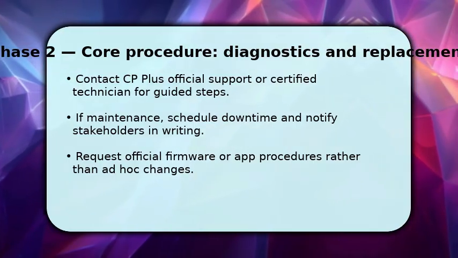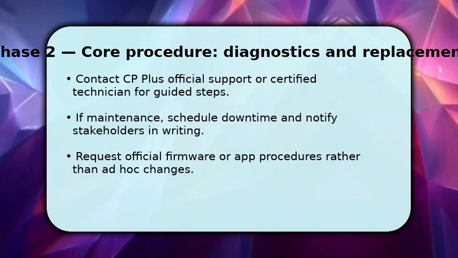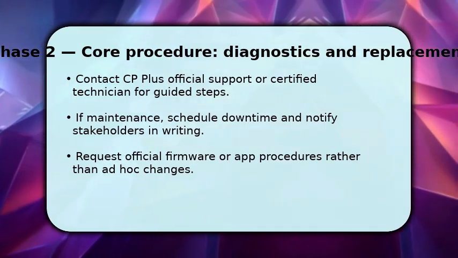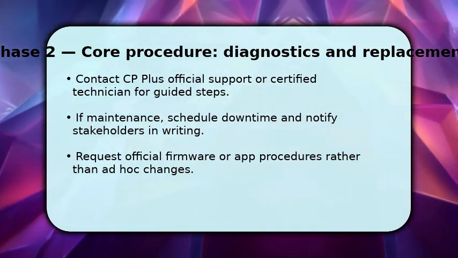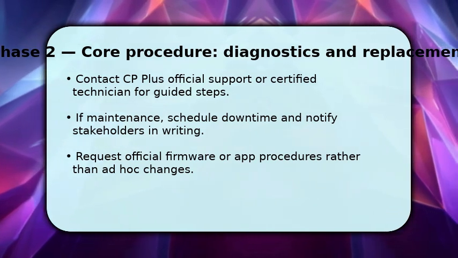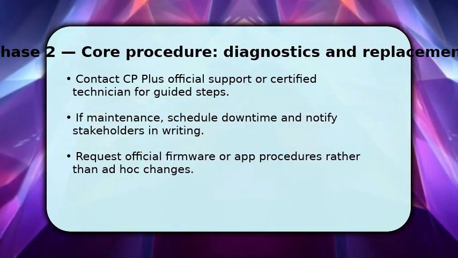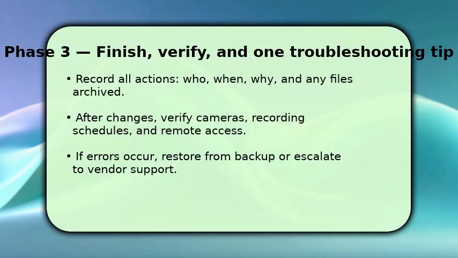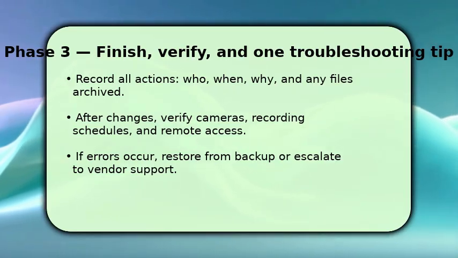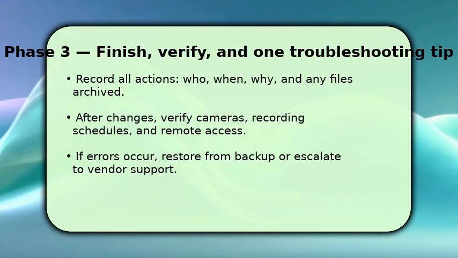Avoid ad hoc disabling from unknown apps or unverified firmware. Instead, request documented procedures or remote support from the vendor. Following official guidance ensures the system remains secure and that any change is reversible and auditable. Finish by documenting every action: who authorized the change, who performed it, timestamps, and where backups were stored.